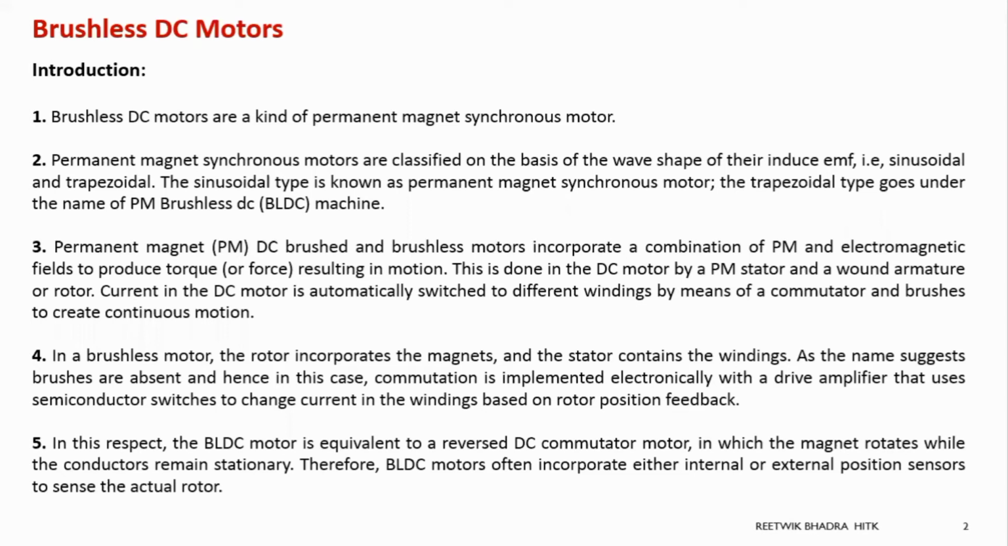So over here also, the concept is taken from a DC motor only. From the name only you can understand the most important difference from a DC motor: there is no brush over here. So brushless DC motor. It is again an AC motor. It is a permanent magnet synchronous motor.